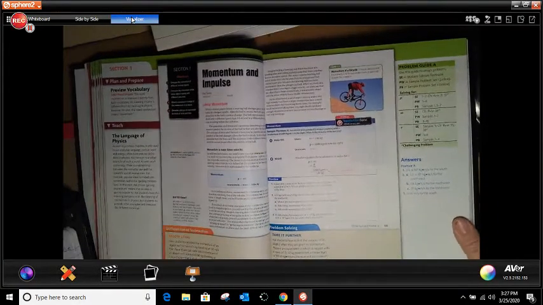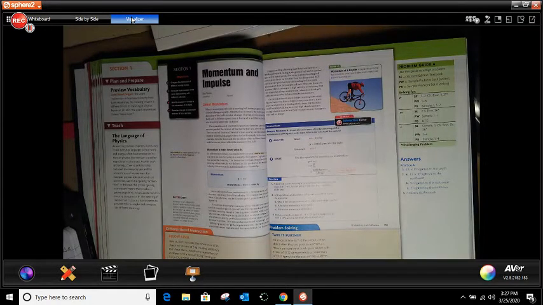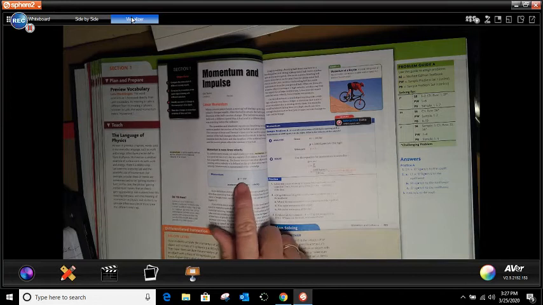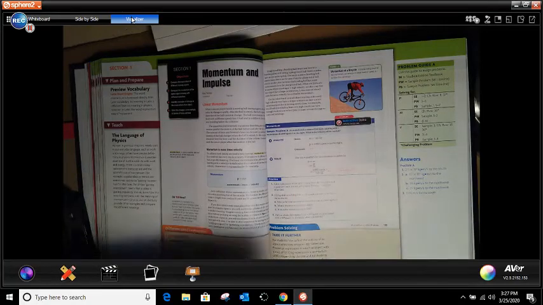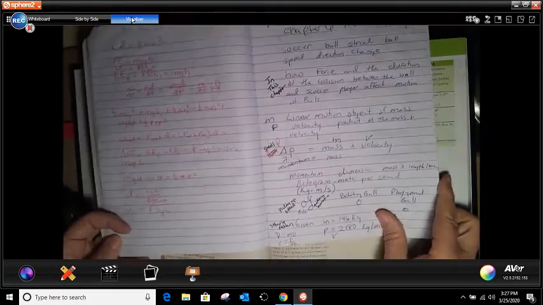Okay? And so the first thing we needed to do was make a one-pager. When we are going through, it's giving us some information on what momentum is. So that's momentum equals mass times velocity. And it also gives us some information. So here's my one-pager that I did.